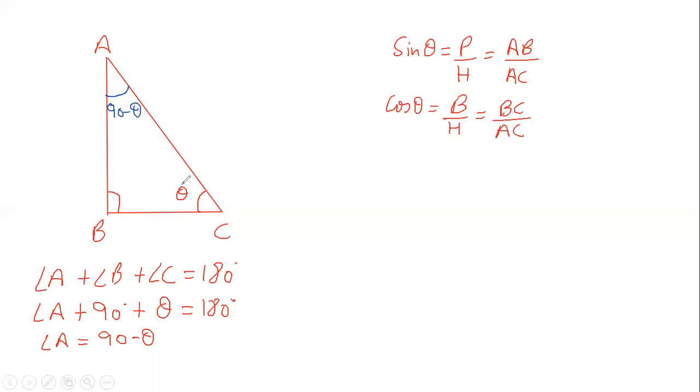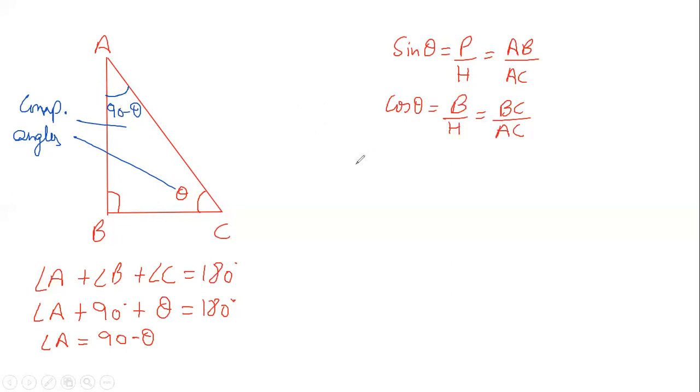Now guys, this theta and 90 minus theta are called complementary angles. They are complementary to each other. One angle is theta, the other angle is 90 minus theta. So they are called complementary angles. Now, one point that you need to understand. So let's try to derive this.